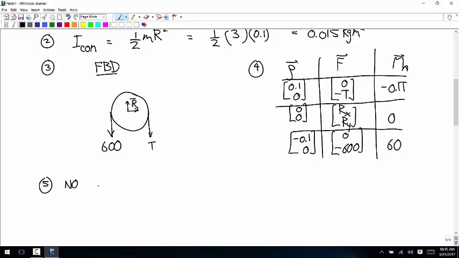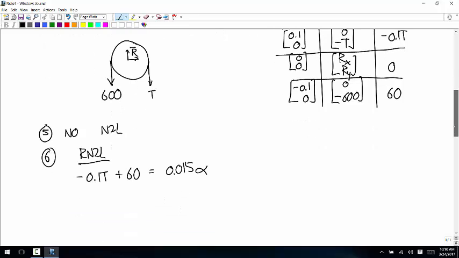No Newton's second law because we have a fixed point. Rotational equation says negative 0.1 T plus 60 is equal to 0.015 alpha. And so the second useful equation says negative 0.1 T minus 0.015 alpha is equal to negative 60.